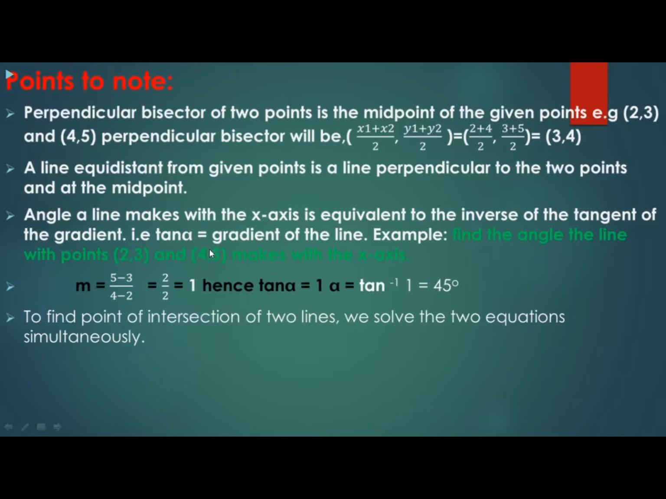If we are confronted with the situation of finding the angle made by the line at the x-axis, that is what to do. Another thing you need to know is how to find the point of intersection of two lines. When you are given two lines and asked to find where they meet, you solve the two equations simultaneously, using either the elimination method or the substitution method, and you find the point of intersection where the two meet.